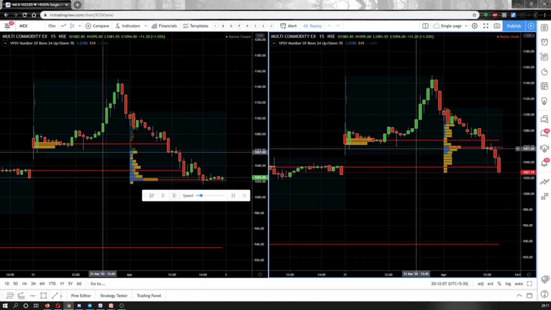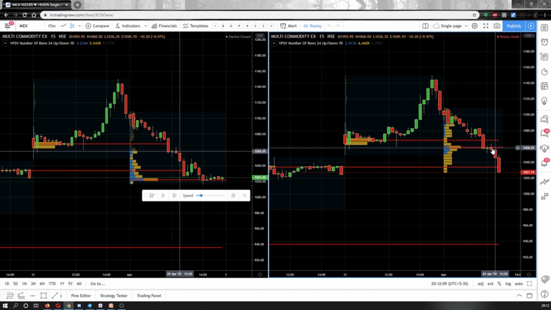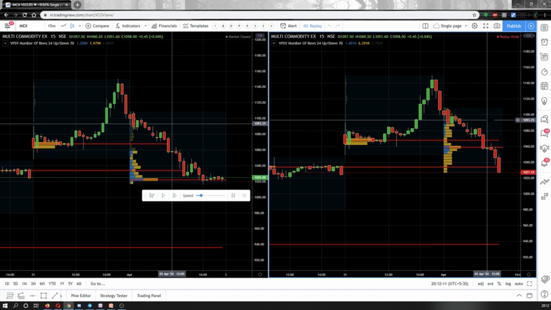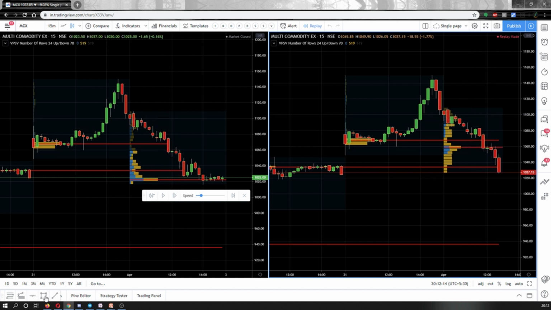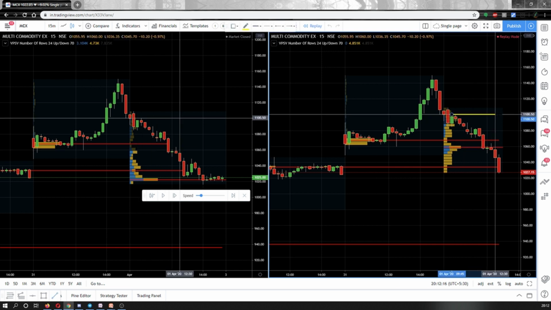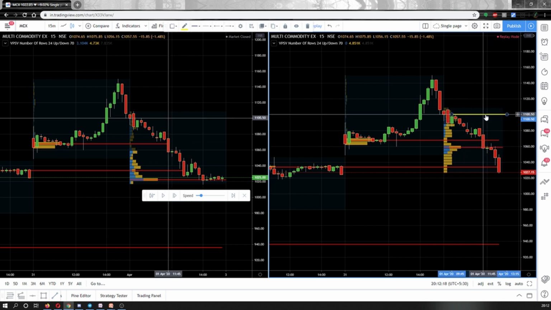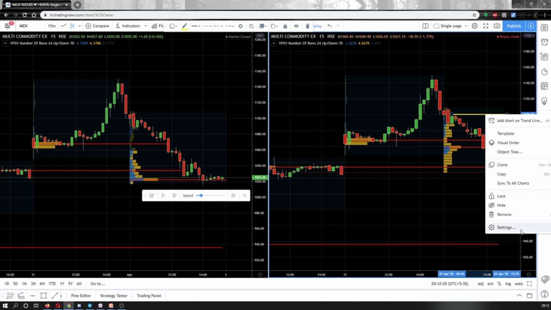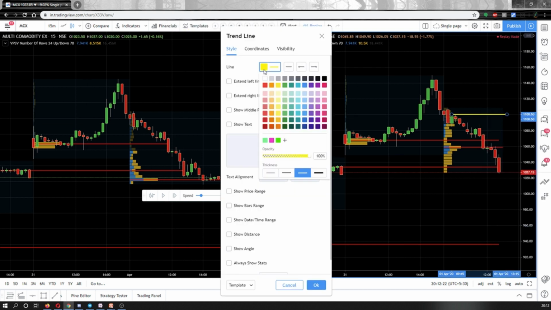And now if you see, the POC line has moved. Earlier it was here at this point, remember? Earlier it was somewhere at this point. Okay, let me change the color. People will get confused.